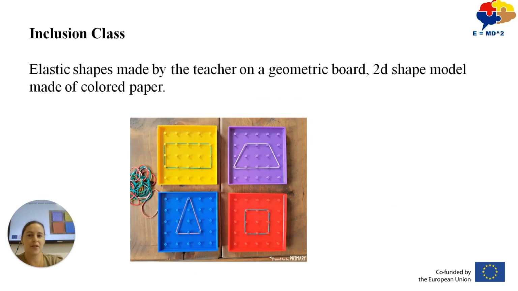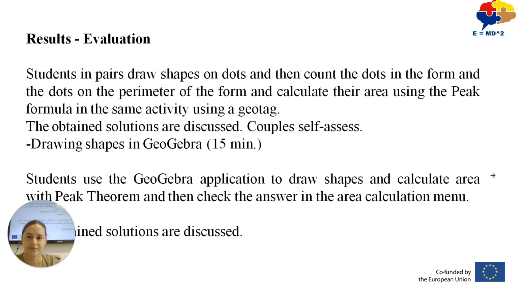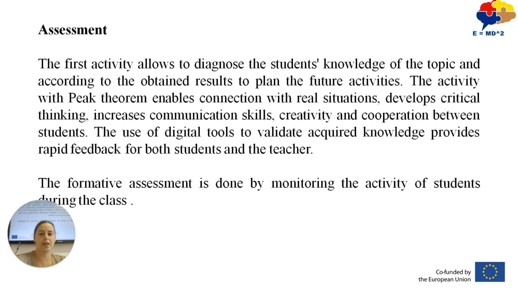Okay, for the inclusion classroom, they use elastic shapes made by the teacher on a geometrical board, a 3D shape model made of colored paper. It's something very easy and it can be very easily used for the students who have disabilities. It's not a difficult activity at all, and I think they like it. The results and the evaluation will be discussed. The formative assessment will be done by monitoring the activity of students during the class.